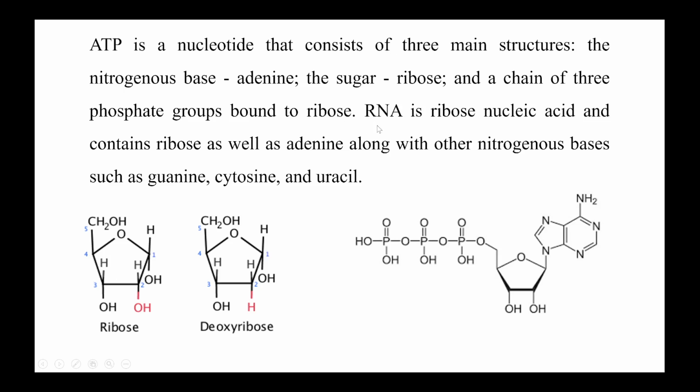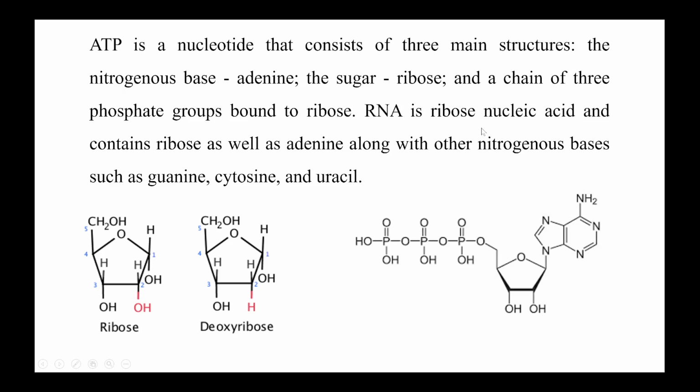So RNA is called ribonucleic acid, and DNA is known as deoxyribonucleic acid. Since deoxyribose is present in DNA, it is called deoxyribonucleic acid, and ribose is present in RNA, so ribonucleic acid. And nucleic acid because this is a nucleotide that is present: nitrogenous base, the sugar, and then phosphate. So ATP is a nucleotide that consists of three main structures: nitrogenous base, that is adenine, sugar, that is ribose, and chains of three phosphate groups bound to ribose.